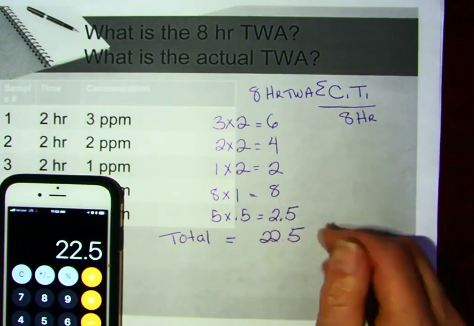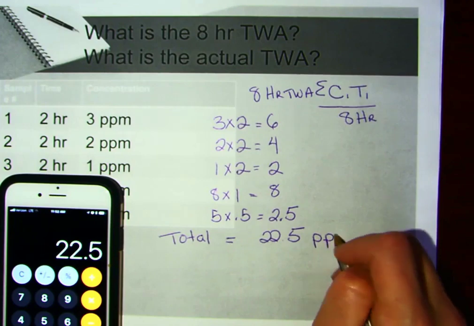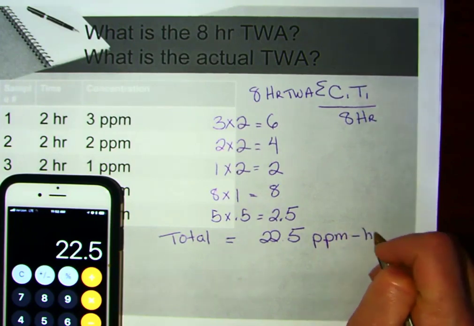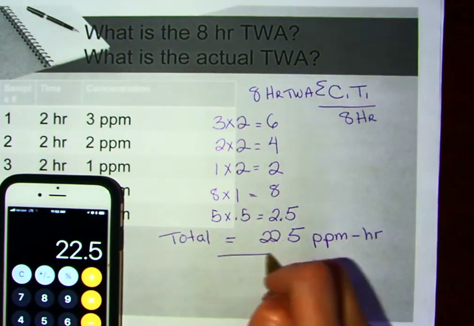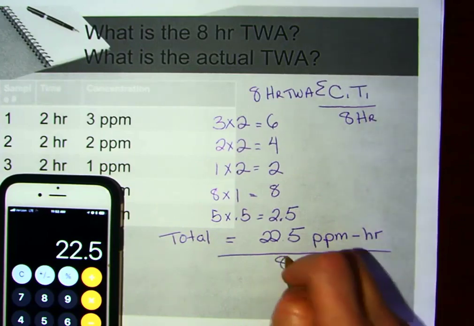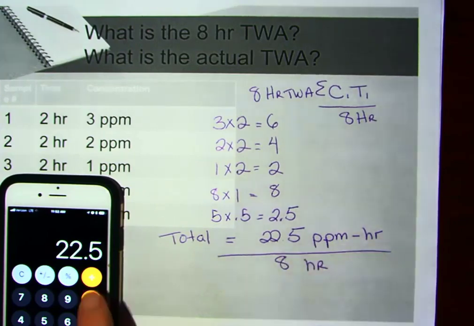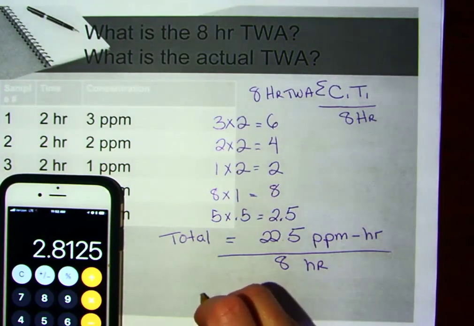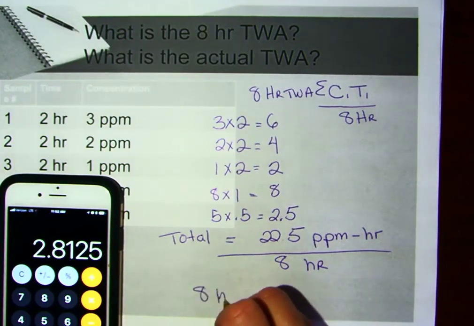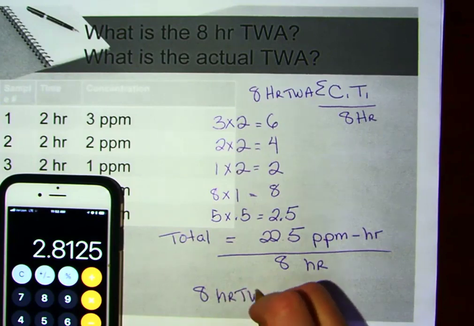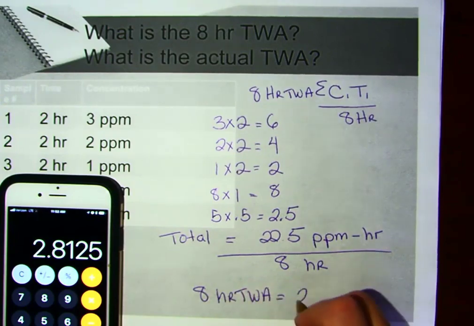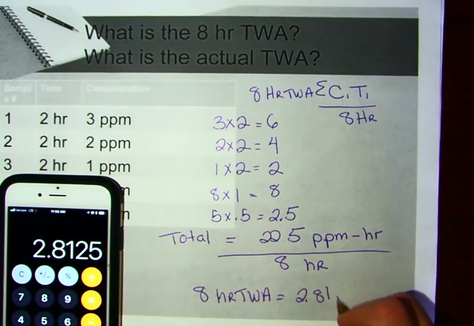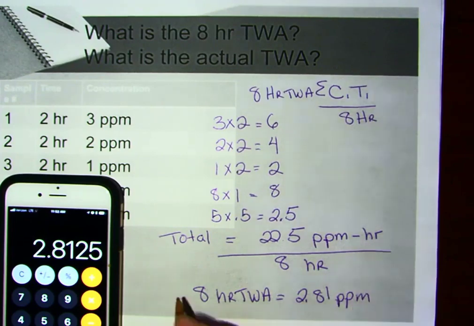And our units are parts per million hours, and we put this over 8 hours. And our 8-hour time-weighted average is 2.81 parts per million.